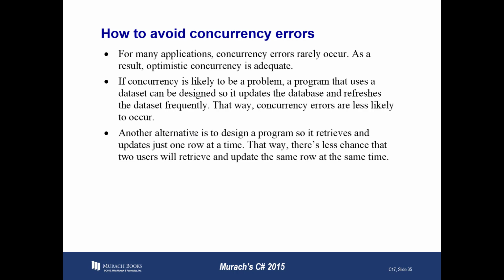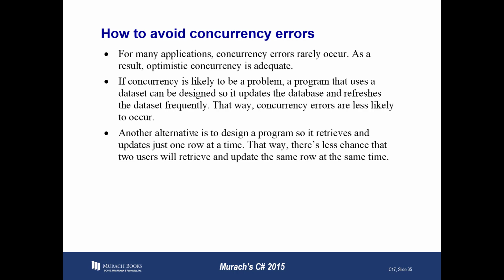As mentioned here, for many applications, concurrency errors rarely occur. But if it's likely to, and think about who would be likely to have it occur, it'd probably be more likely to occur in something like, I don't know, Amazon, than it would, for example, Rankin Technical College.